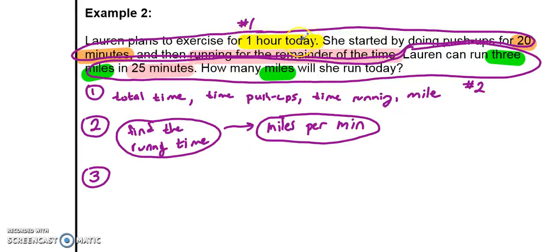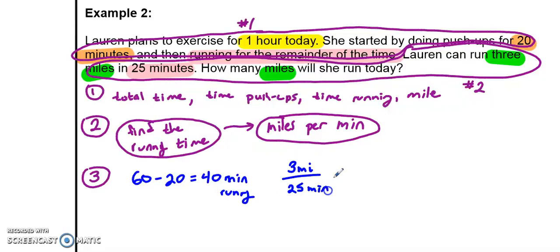It says she ran for 1 hour. That's 60 minutes, but 20 of that was push-ups. So it means only 40 minutes was running. So again, label that minutes running. Okay, great. Now we know how many minutes you ran. Next, to go from miles to minutes. Well, it says Lauren can run 3 miles in 25 minutes. So how many miles can she run in 40 minutes? Again, we got the 40 from the last step.